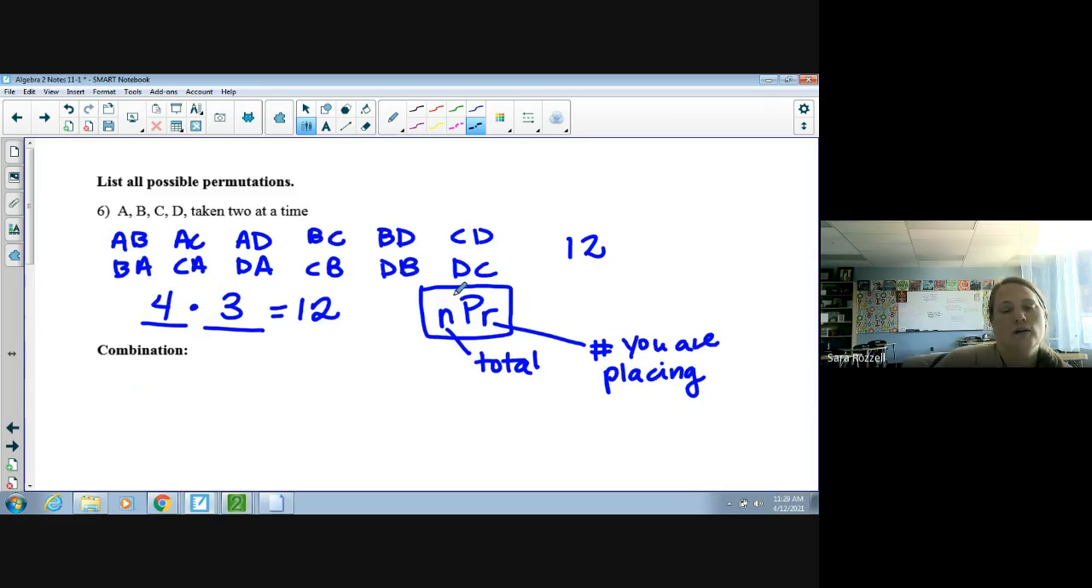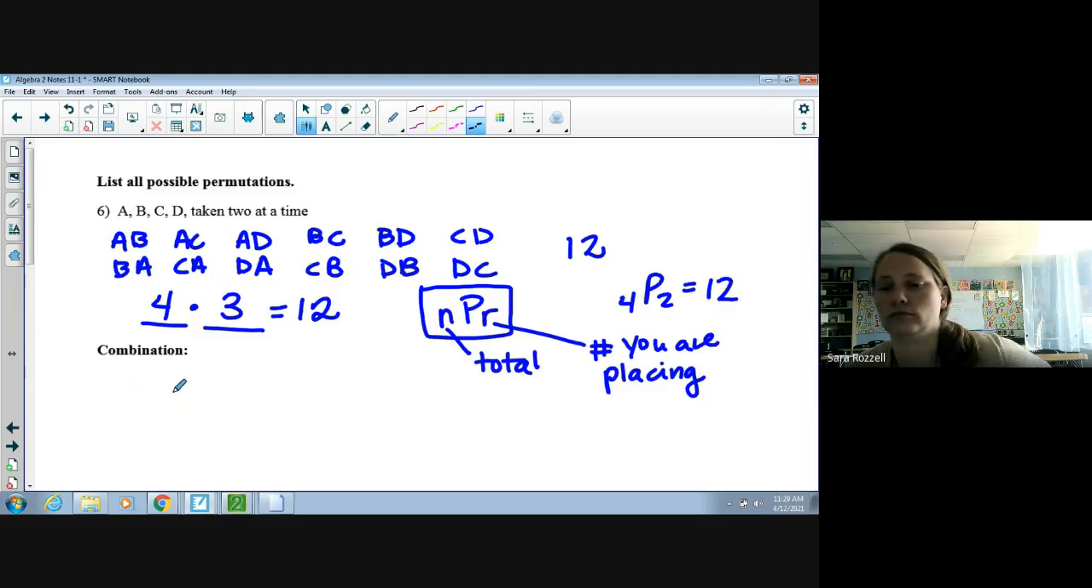So with this one, we've got 4 total and we're going to place 2. We just want them in 2s. So ours in this problem would be 4P2. And that's going to be 12. And I'll show you how to do the 4P2 if you don't want to list it out like this.